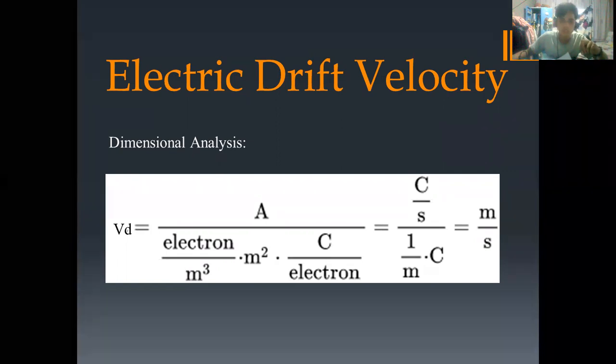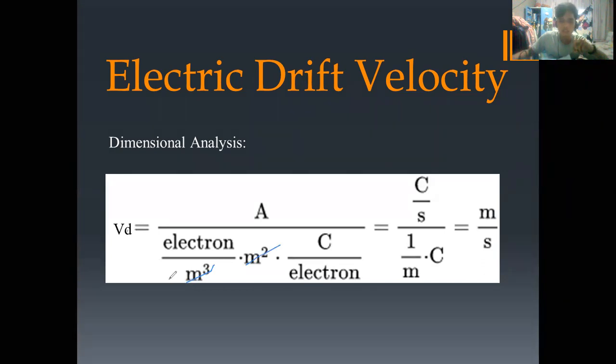Ipakita natin kung bakit naging ganun. Dito sa electric drift velocity, equal yan sa I, which yung ampere, sabi nga natin kanina, over dito sa electron over cubic meter, ano ba yan? Yan yung E. Multiply by dun sa area na square meter, tapos multiply dun sa N. Dito, simple kung bakit naging ganito, electron over cubic meter multiply by square meter, cancel natin tong cubic meter. Cancel to, matitira dito, meter.